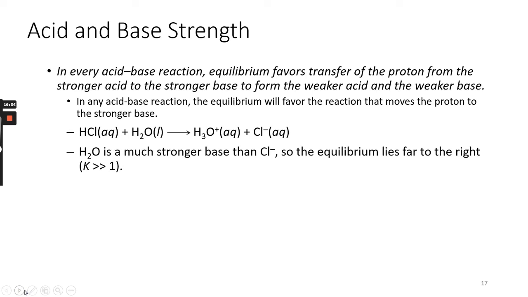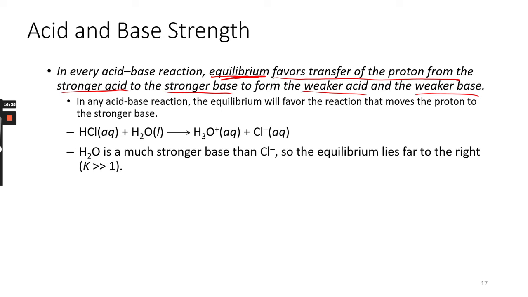So, acid and base strength. In every acid and base reaction, equilibrium, remember this from last chapter, favors the transfer of a proton from the strong acid to the strong base, forming a weak acid and a weaker base. Another way to say this is, in an acid-base reaction, the equilibrium will favor the reaction that moves the proton to the stronger base. So here we have a reaction.